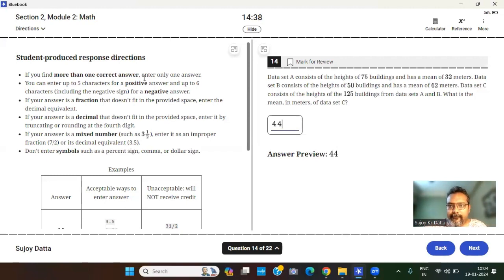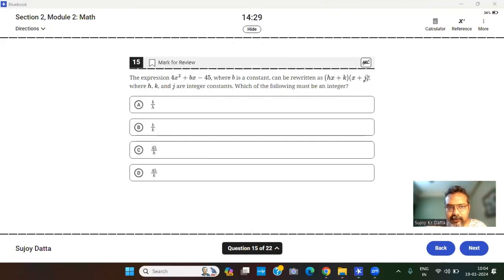Next, the expression, where b is a constant, can be written in this form. Which of the following must be an integer? Okay. So here, if you look at the x squared term, it will be hx squared. So h is 4. It has to be. Now, if you look at the constant term, it is jk, and jk is negative 45. So j times k is negative 45. Now, if you look carefully, it's mentioned h, k, j are all integers.